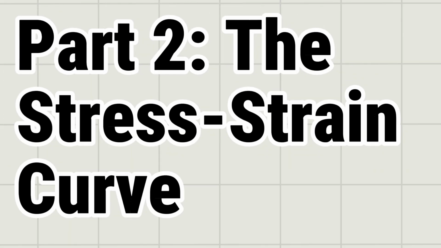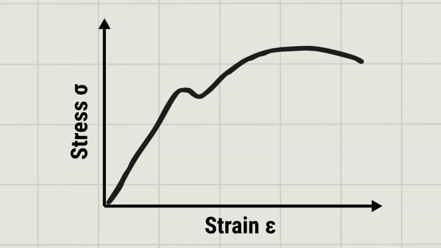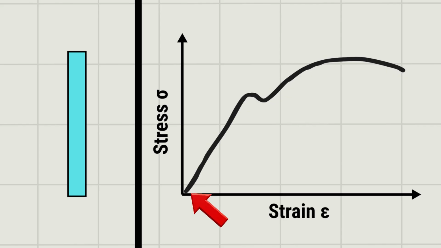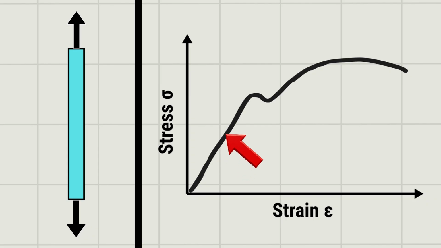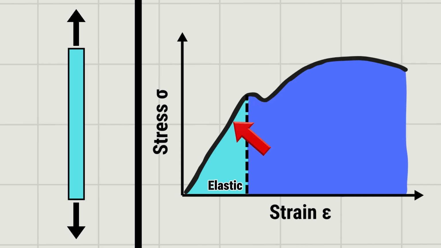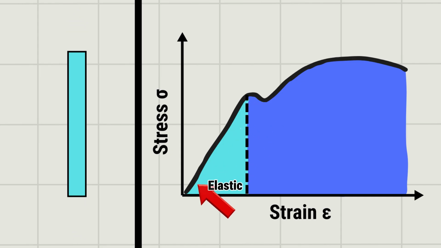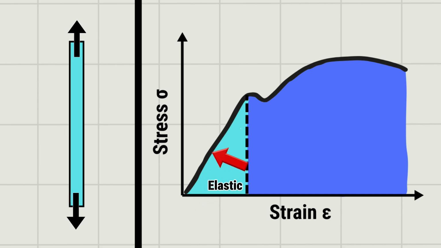Part 2. The stress-strain curve. Now, let's plot these against each other to create the famous stress-strain curve. This is the holy grail of material science. At the beginning, as we pull the bar, stress and strain rise together in a straight line. This is called the elastic region. In this zone, the material is acting like a spring. If you let go of the force, the bar snaps back to its original shape perfectly. The slope of this line is known as Young's modulus, which tells us how stiff the material is. Steeper line, stiffer material.